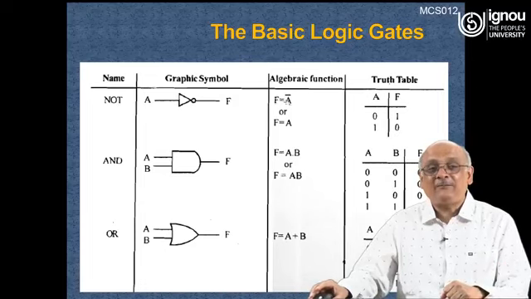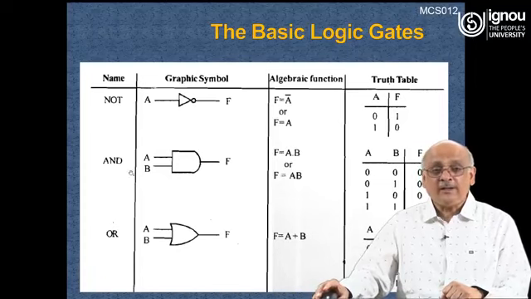The algebraic function is f equals A prime. That sign is missing. Normally we use either a bar or a dash for it. The dash is probably missing over here. Okay. The next gate is the AND gate.